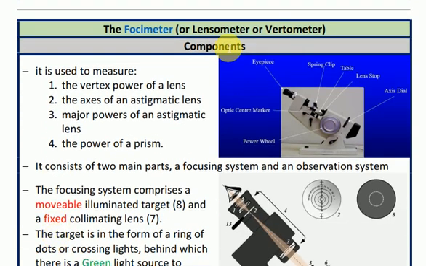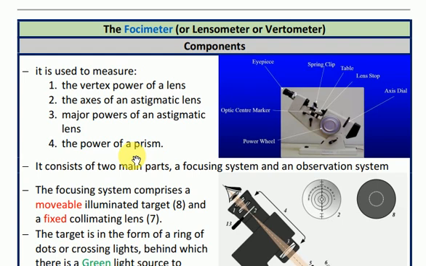The focimeter, or lensometer, or vertometer. The focimeter is used to measure the vertex power of a lens, also the axis of an astigmatic lens, the meridian powers of an astigmatic lens, and also the power of a prism.